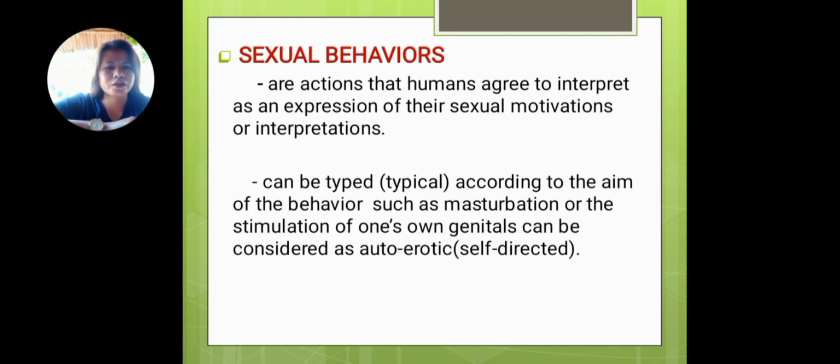Sexual behaviors are actions that humans agree to interpret as an expression of their sexual motivations or interpretation. It is also distinct from, although it shapes, sexual orientation, or one's emotional and sexual attraction to a particular sex or gender.